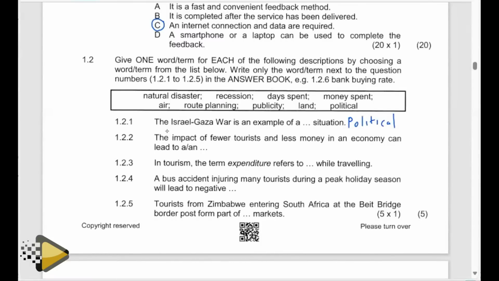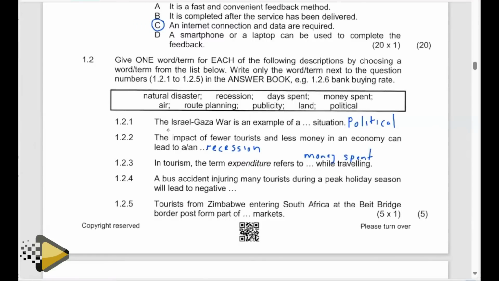1.2.2, the impact of fewer tourists and less money in an economy can lead to a recession, which is also known as a period of slow economic growth. In tourism, the term expenditure refers to money spent while traveling. It refers to money spent whilst people are on a journey.